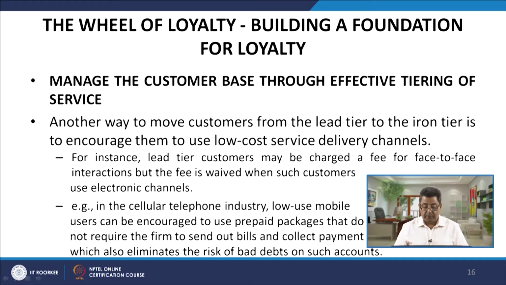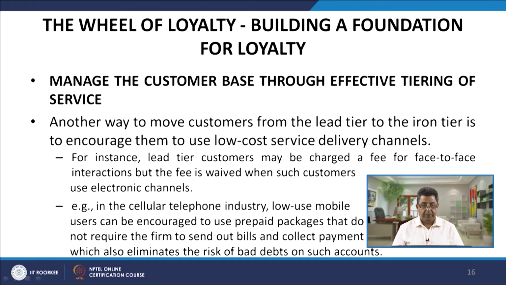Another way to move customers from the lead tier to the iron tier is to encourage them to use low cost service delivery channels. So instead of coming to the branch, which is a costly affair, they can use the internet. For instance, lead tier customers may be charged a fee for face to face interaction, but the fee is waived when such customers use electronic channels. For example, in the cellular telephone industry, low use mobile users can be encouraged to use prepaid packages that do not require the firm to send out bills and collect payment, which also eliminates the risk of bad debts on such accounts.